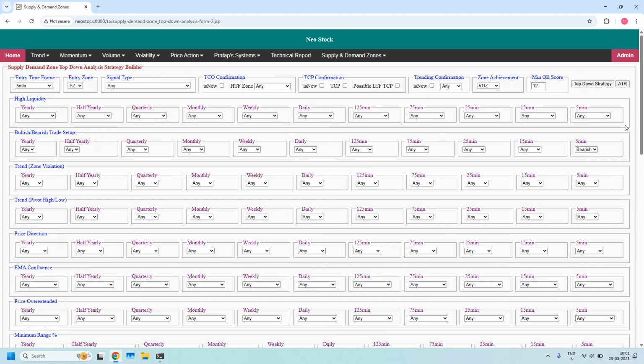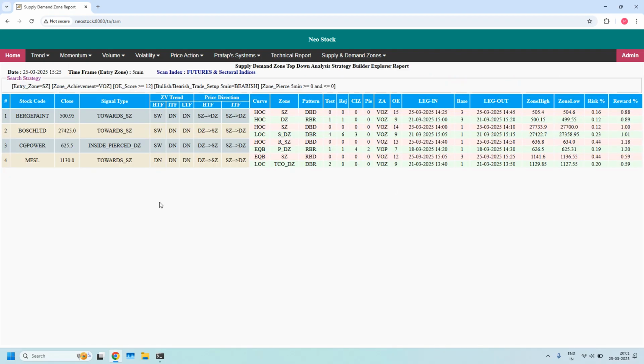With these filters, we got 4 stocks. And these 4 stocks are currently supporting bearish trade setup for hourly income trade. And all these entry time frame zones are 5 minute supply zones. Out of these 5 minute supply zones, let us check how many have high probability to get success.